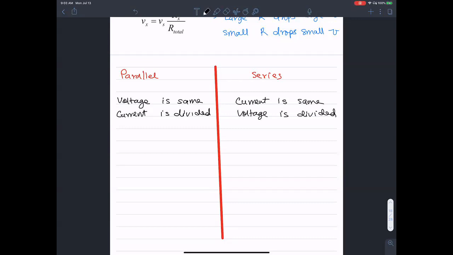Okay, let's revisit the idea of what proportion and by how much. What determines that is that a larger resistance has, let's keep it simple, small current. A larger resistance has small current. Remember, the smaller resistance has larger current. So this is the fundamental idea of current division.